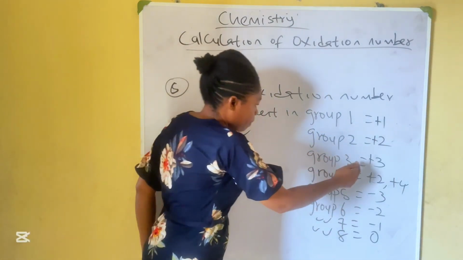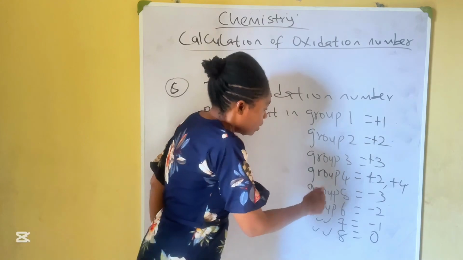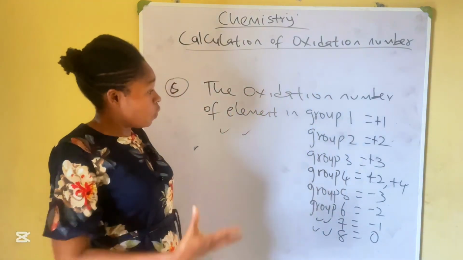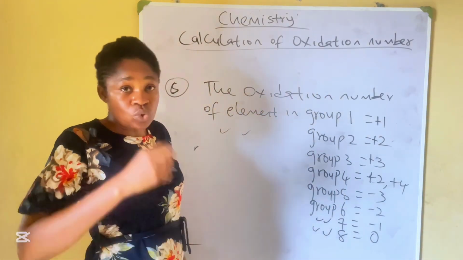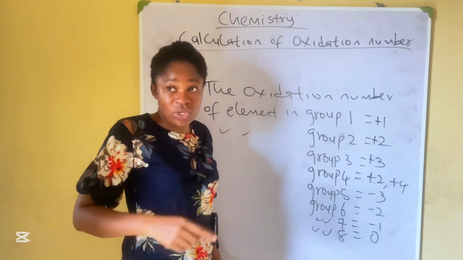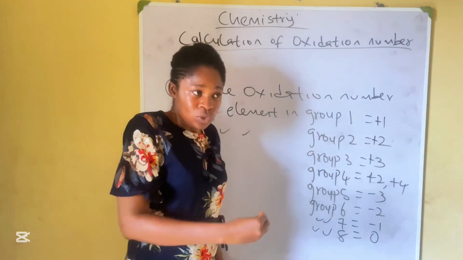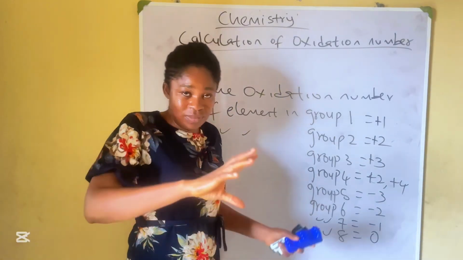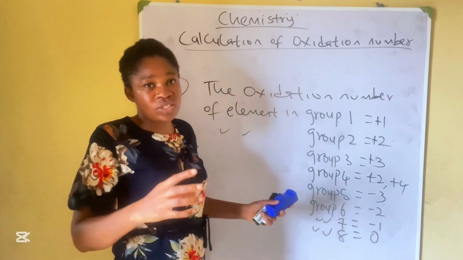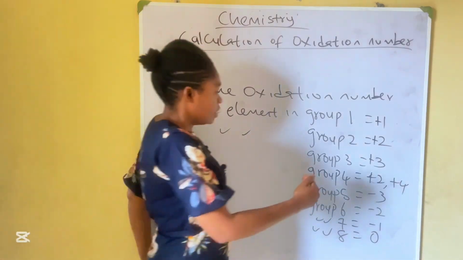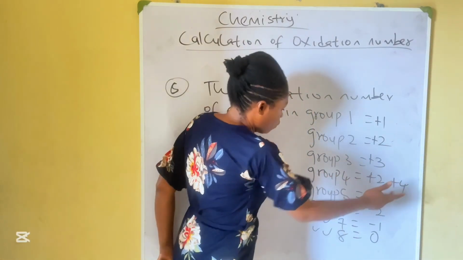Elements in group 3, the valence electron is +3. The elements in group 4, they can use 2. They have 4 electrons in the outer shell, so they can either use the 2 to go into chemical bonding, or the entire 4 to go into chemical bonding. So when they do that, the oxidation number will be either +2 or +4.